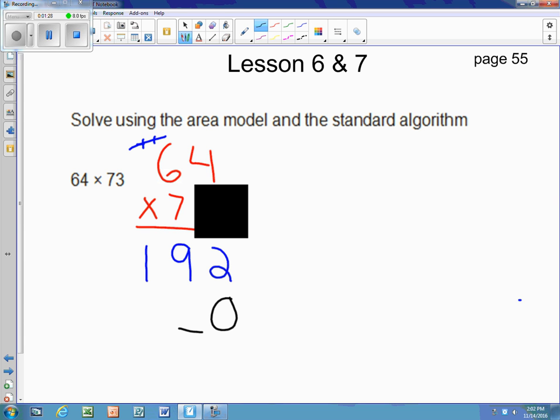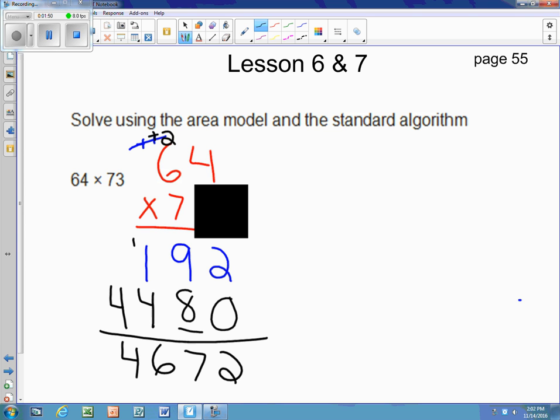And now we multiply. 7 times 4 is 28. We carry the 2 over here, so it's a good thing we crossed out that other number. And now we do 7 times 6 is 42. We add our 2, which is 44. We put our 4. There's no place to carry the 4, so it stays right here. And now we add our numbers together. And we make sure that when we do our addition, we're very careful not to make addition mistakes.